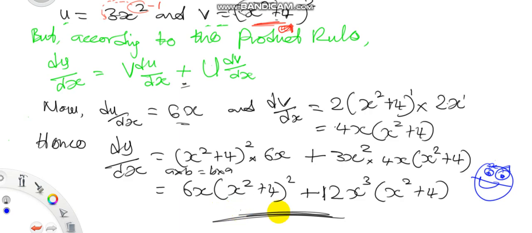Now go on and find more problems to practice. This is it for the product rule for differentiation. Thank you.